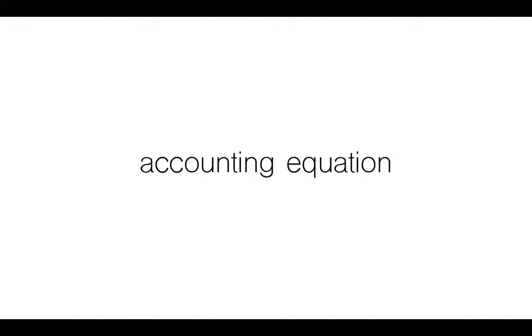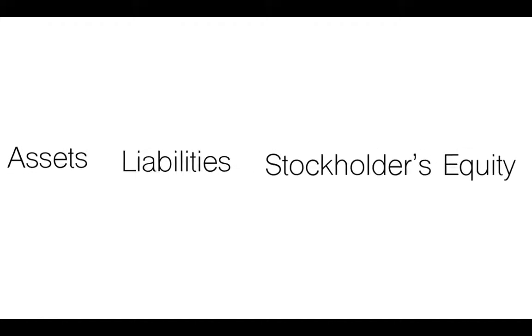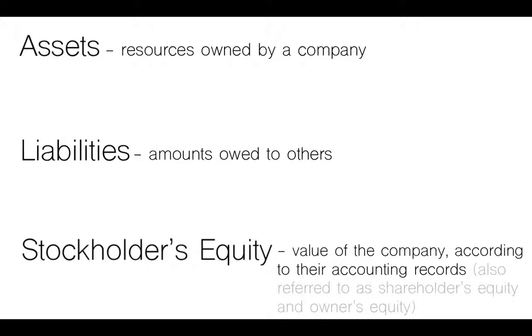This video is going to explain to you the accounting equation. It is assets equals liabilities plus stockholders' equity. Assets are resources owned by a company. Liabilities are amounts owed to others. Stockholders' equity is the value of the company according to their own accounting records. It is also referred to as shareholders' equity and owner's equity.